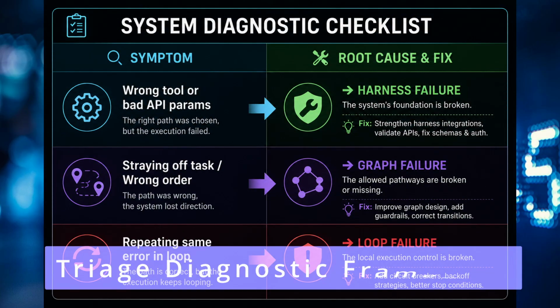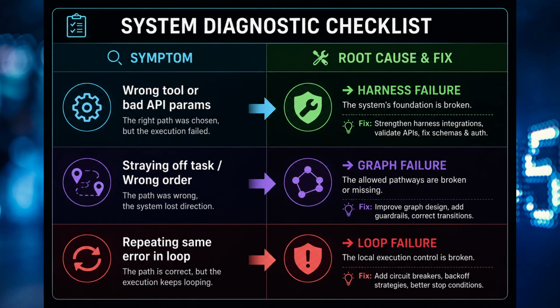Next time your AI agent breaks in production, use this triage diagnostic checklist. Is it selecting the wrong tool or hallucinating API arguments? That's a harness failure. Fix your JSON schemas and prune your context window. Is it staying off task or executing steps out of order? That's a graph failure. Enforce strict state machine topology and transitions.